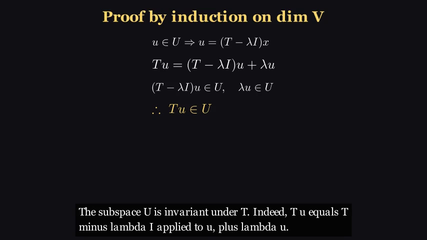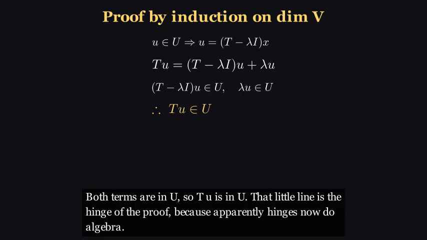The subspace U is invariant under T. Indeed, Tu equals T minus lambda I applied to u, plus lambda u. Both terms are in U. So Tu is in U. That little line is the hinge of the proof. Because apparently hinges now do algebra.